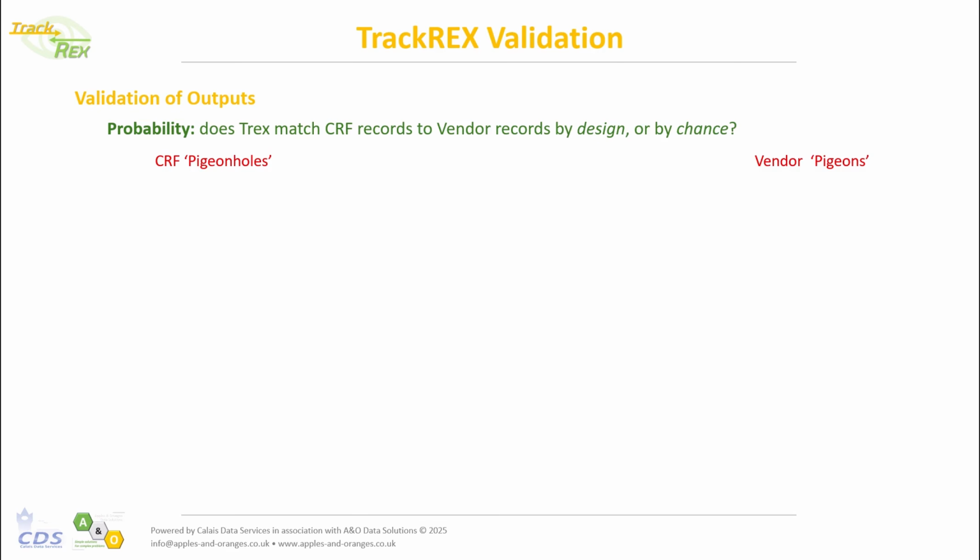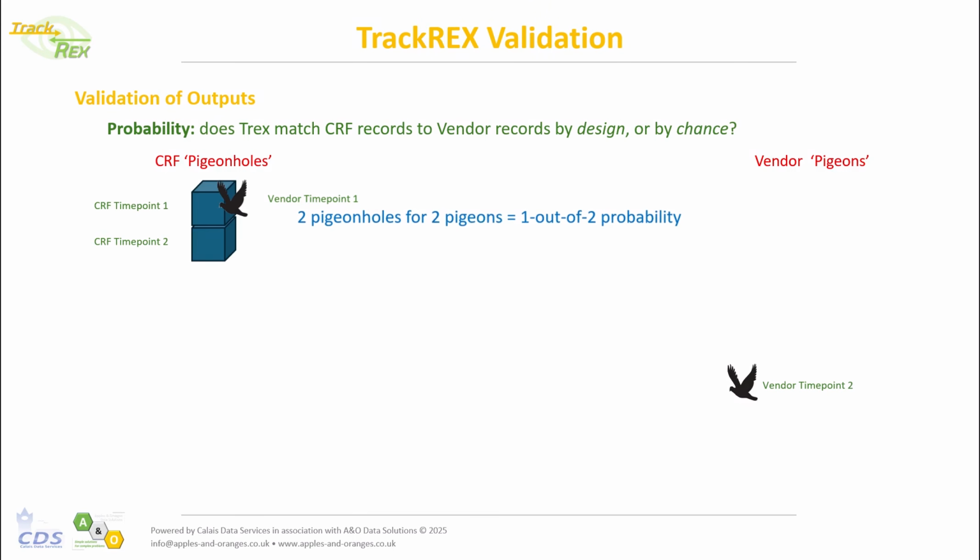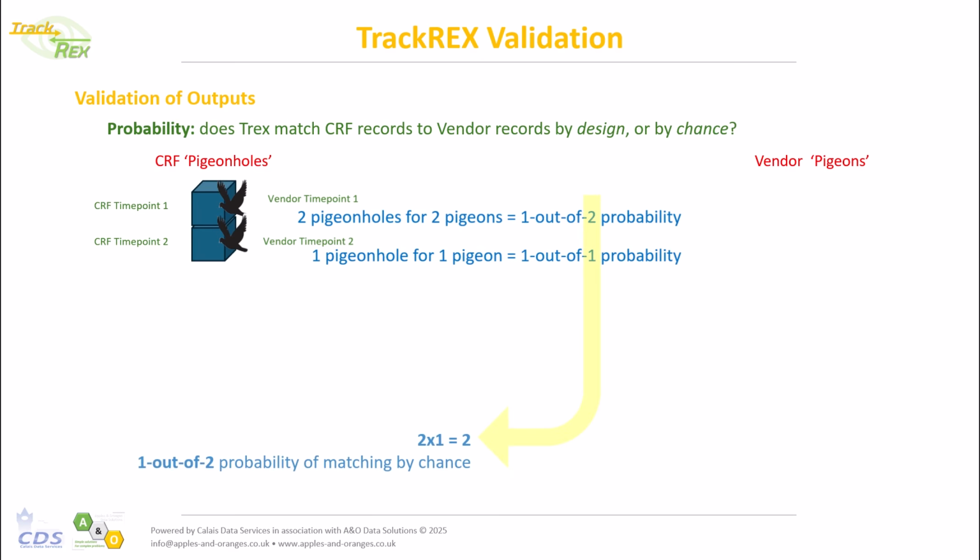Now we repeat the exercise, this time for two time points. The first pigeon seeks its pigeonhole. Two pigeonholes for two pigeons means there is a 1 out of 2 probability the first pigeon enters the correct hole. This again leaves one remaining pigeonhole for one pigeon, so 1 out of 1 probability. Mathematically speaking, 2 times 1 equals 2. So there was a 1 out of 2 probability of pigeons matching pigeonholes just by chance alone.